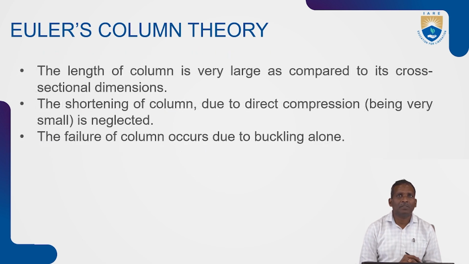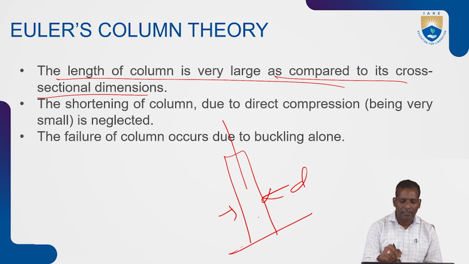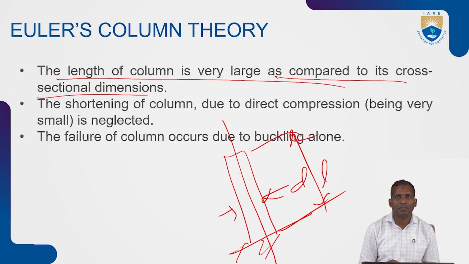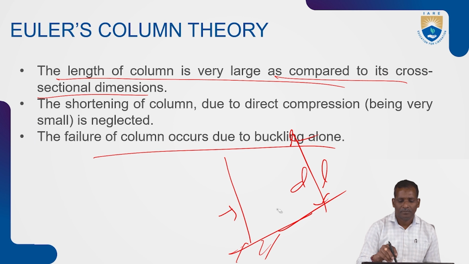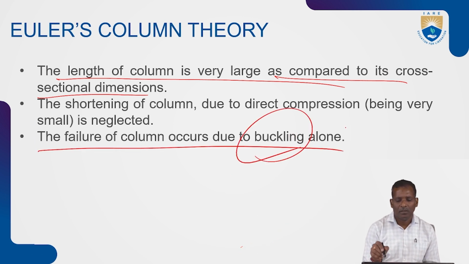The length of the column is very large compared to its cross-sectional dimensions. So the cross-sectional dimensions, this is the diameter, and the length is always very large when compared to the other dimensions. The shortening of the column due to direct compression, being very small, is neglected. The failure of the column occurs due to buckling only, at the buckling load.